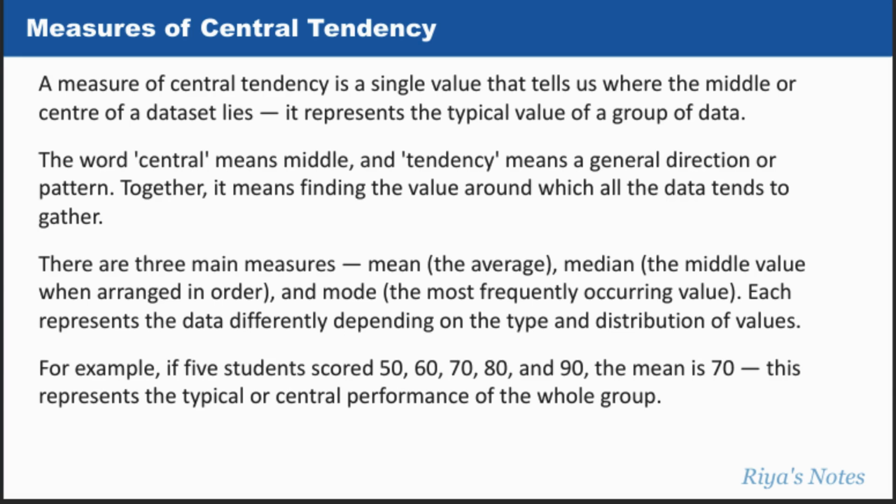There are three main measures: mean, the average; median, the middle value when arranged in order; and mode, the most frequently occurring value. Each represents the data differently depending on the type and distribution of values. For example, if 5 students scored 50, 60, 70, 80, and 90, the mean is 70. This represents the typical or central performance of the whole group.